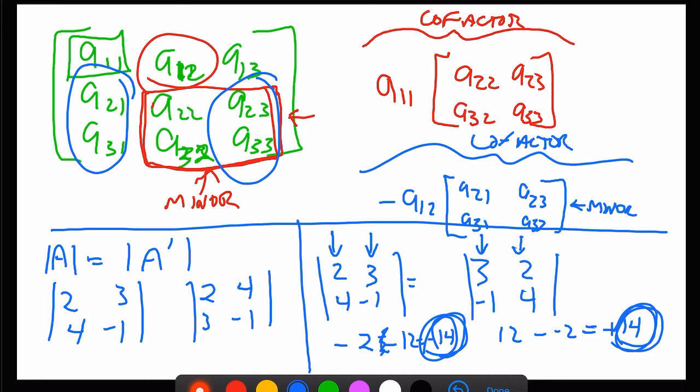Okay. Then there's more stuff, but not really. Okay. Let's go on and do something with these determinants.